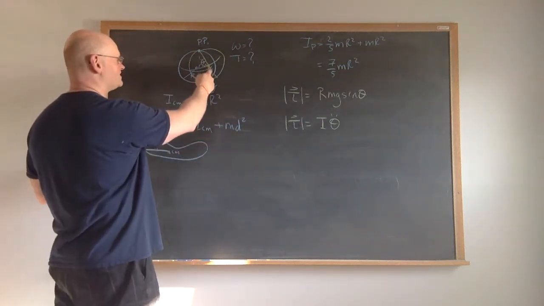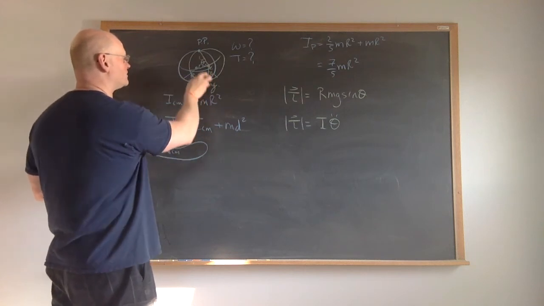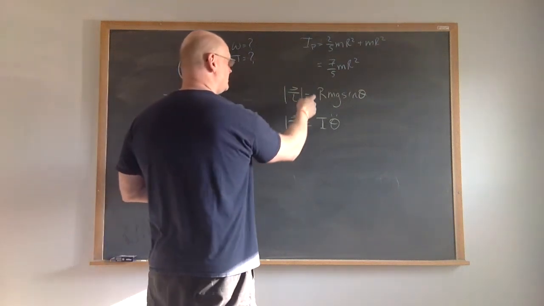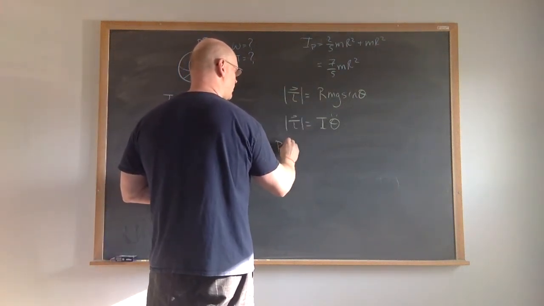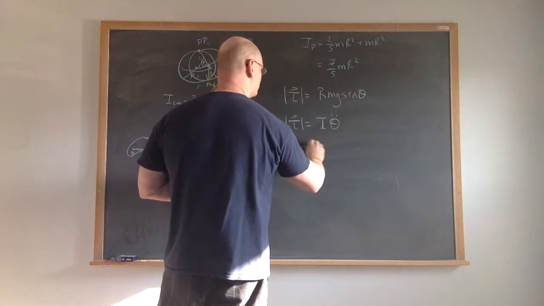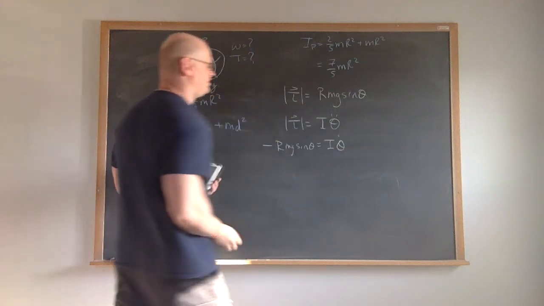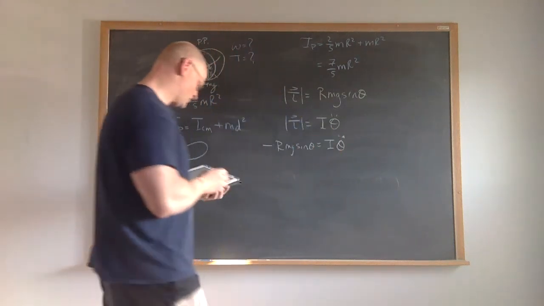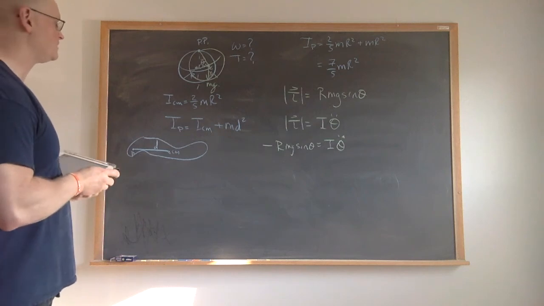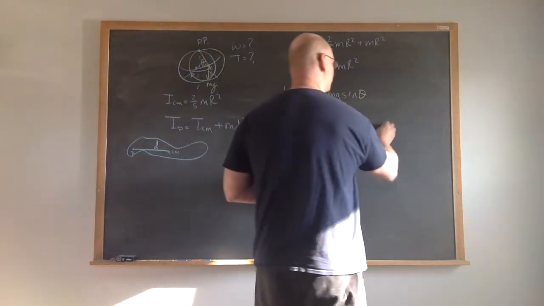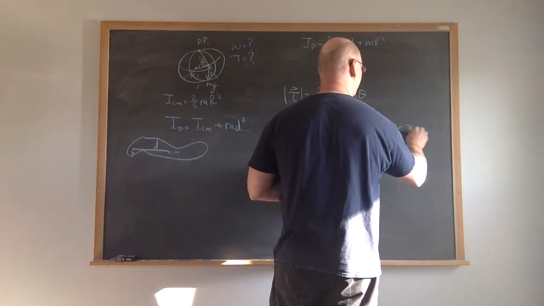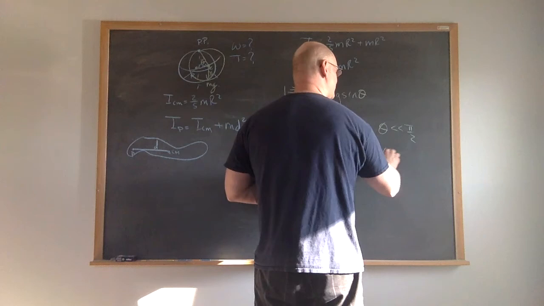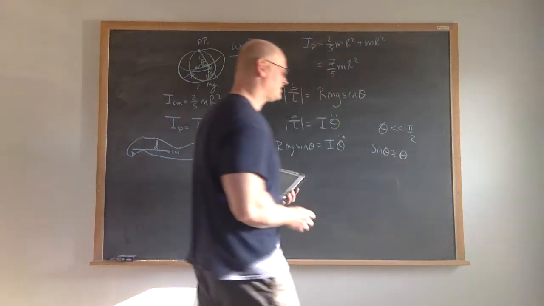Now note what happens again is that the torque in this case is always pulling it back to equilibrium. So if I pull it on this side, it wants to go back to equilibrium. If I pull it on this side, it wants to go back to equilibrium. So we need a negative sign here, so this becomes minus r mg times sine of the angle is equal to the moment of inertia times the angular acceleration. So here we're going to pretend that the angle is small. So we're going to say that theta is much, much less than 90 degrees, so that we can use a small angle approximation. So sine of theta is approximately equal to simply theta.